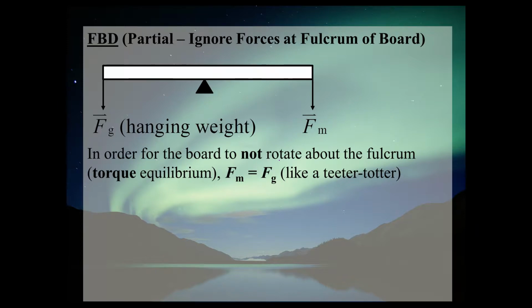Otherwise, I think it's safe and intuitive to know that this board will not rotate as long as Fg and Fm are the same. So we're going to start with that. Fm is equal to Fg. Fm is equal to ILB sine theta. That's the equation we derived for the magnetic force on a current carrying wire. Fg is just m times g.